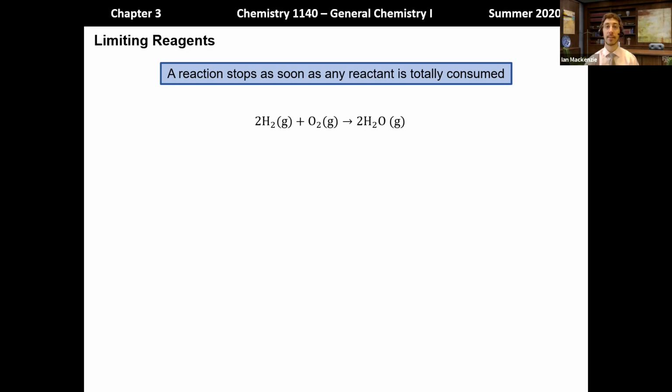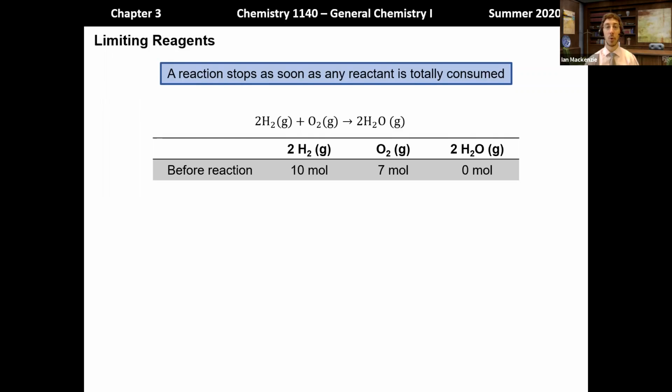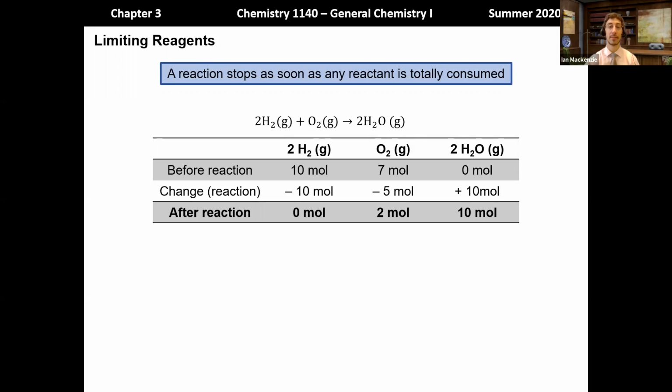If we revisit this burning of hydrogen with oxygen that we've seen even back in chapter 1, we see that on the molar level, with the balanced chemical equation, 2 moles of hydrogen gas react with 1 mole of oxygen gas. Let's take a scenario where before the reaction began, we had 10 moles of hydrogen and 7 moles of oxygen gas. As we do the reaction, if we consume all of the hydrogen gas, we've only consumed 5 moles of the oxygen gas. And as a result, what we have left over is 2 moles of oxygen gas that we haven't used.